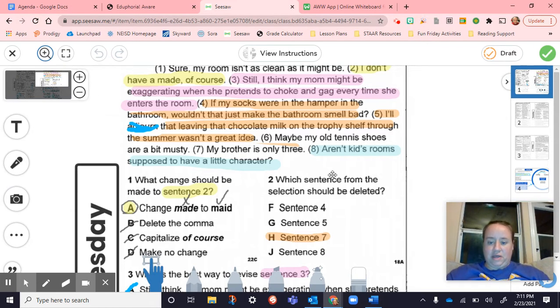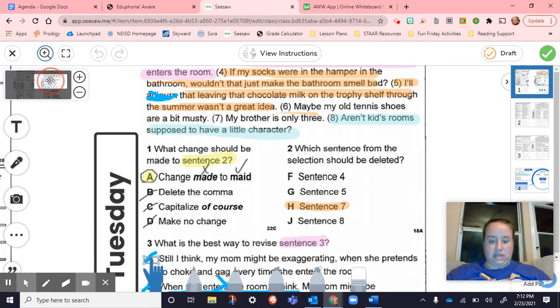So he starts talking about kids' rooms. He's talking about his shoes. Like, yeah, you know what? They're right. They are a little bit musty. But this part right here where it says, my brother is only 3, that doesn't have anything to do with his bedroom. We're not talking about his brother. We're not asking how old his brother is. So it doesn't fit with what the main idea is. So that's why we decided that it needed to be taken out. It's just kind of thrown in there randomly.